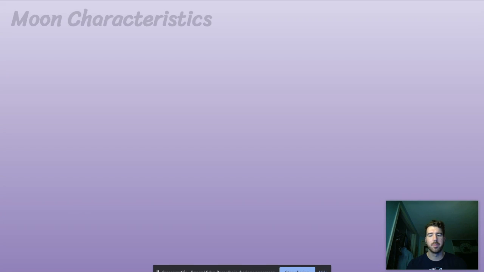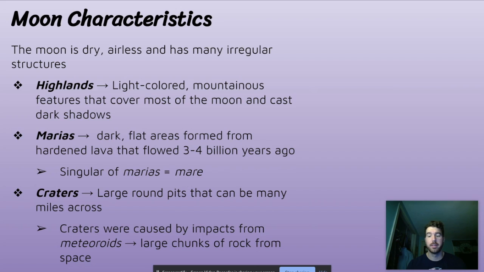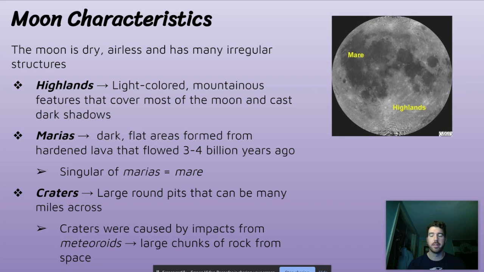Okay, let's talk about some of the moon structures. So the moon is dry, airless, has many irregular structures. The first one we're going to talk about are the highlands. These are light in color, and they're mountainous features that cover most of the moon. So when you look up at the moon, the lighter colors you are seeing are the highlands.